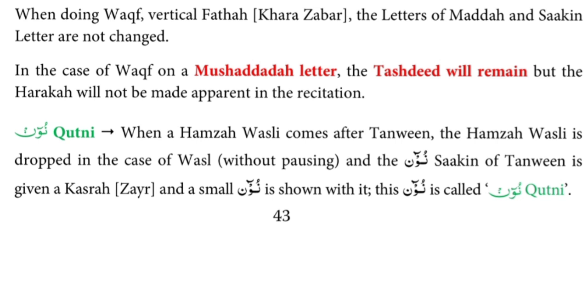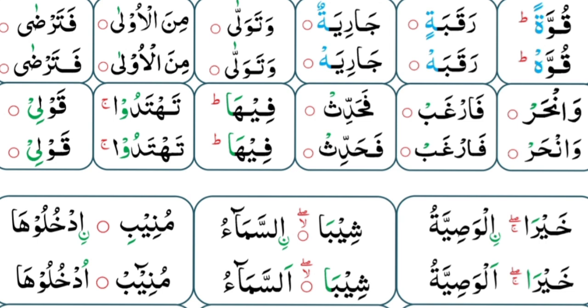Dear viewers, look at the first box in last line. You can see a small noon in this box. This small noon is called noon qutni. You read this noon qutni when you are reading the words without waqf, and when you read the words with waqf, you will not read noon qutni. Like this, khayranil wasiyatu, in case of waqf, khayra al wasiyatu.